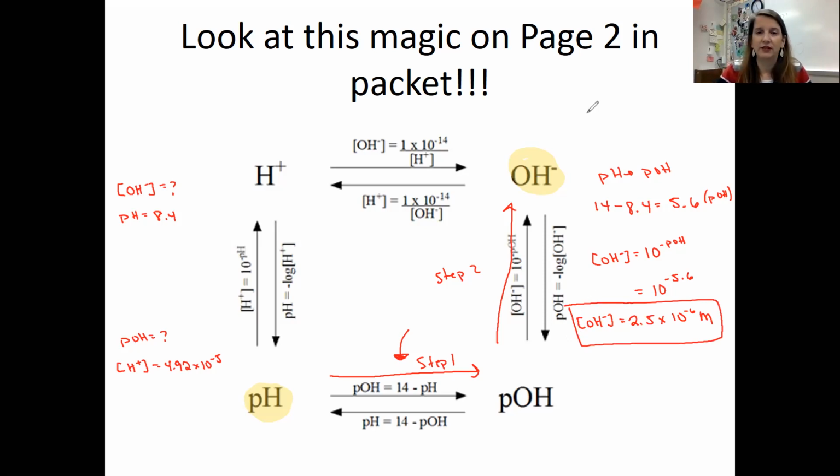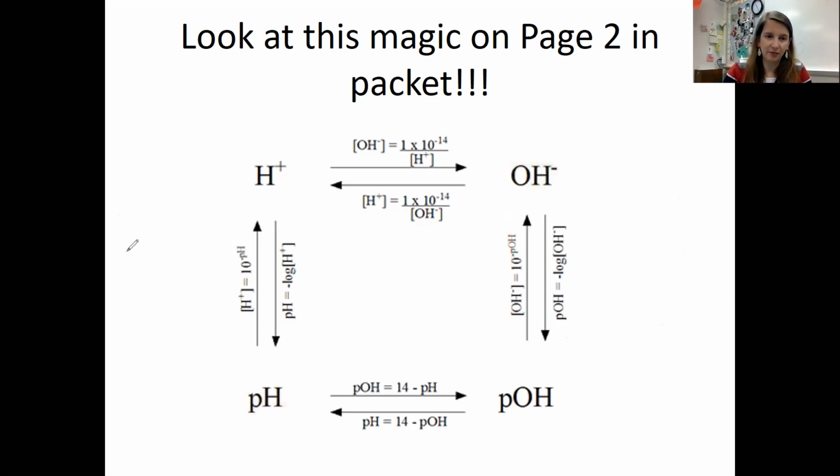Let me go ahead and clear this. Now in example 2, we were trying to find our POH, and we were given our hydrogen ion concentration of 4.92 times 10 to the negative 5. So when we look at our magic pH square box here, we are starting up here this time, and we're trying to get down here.